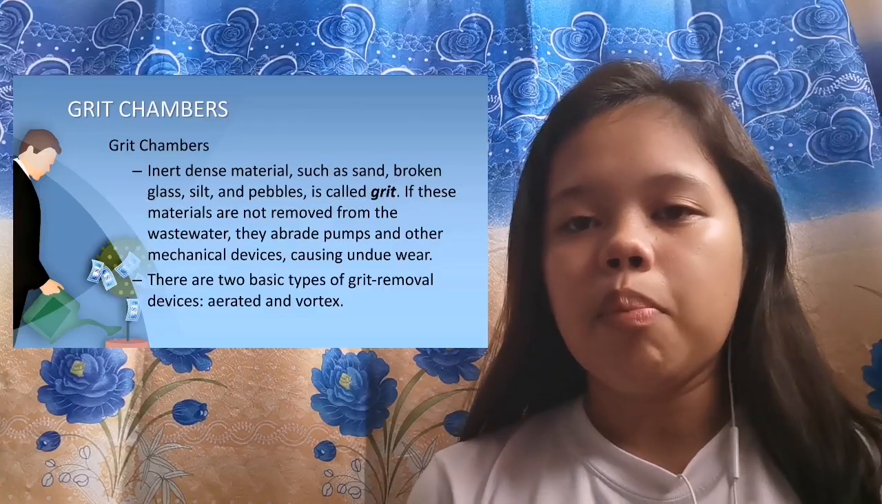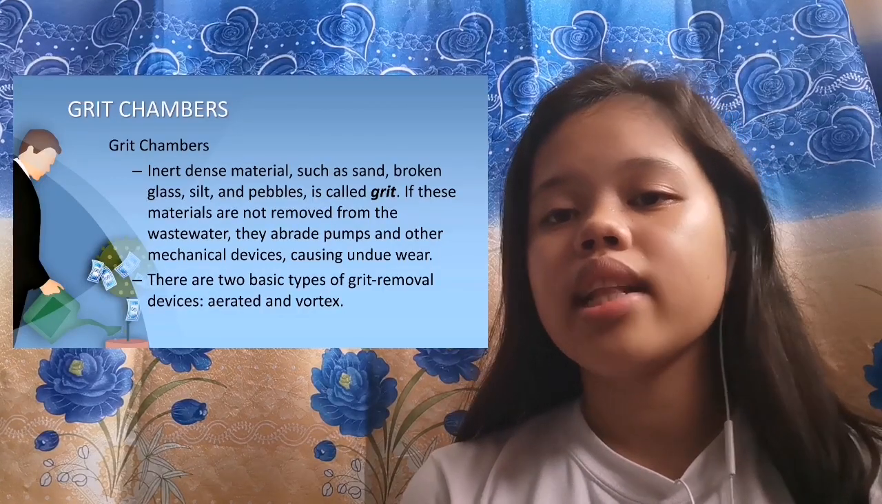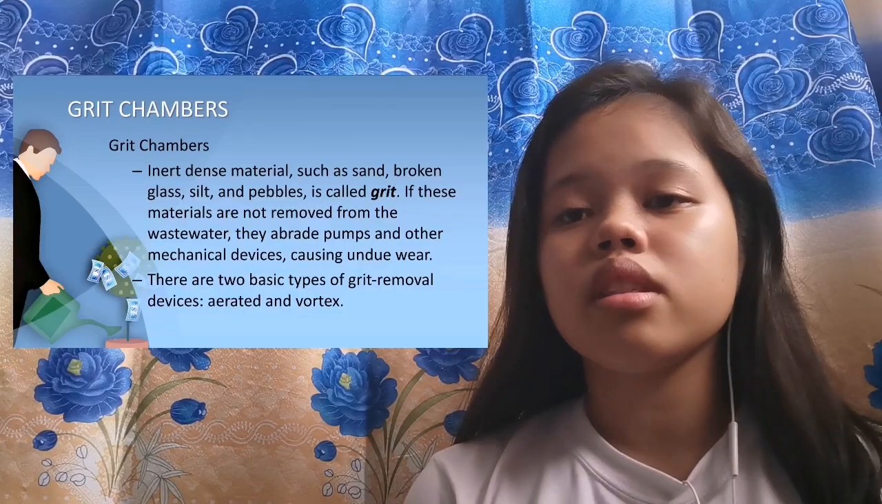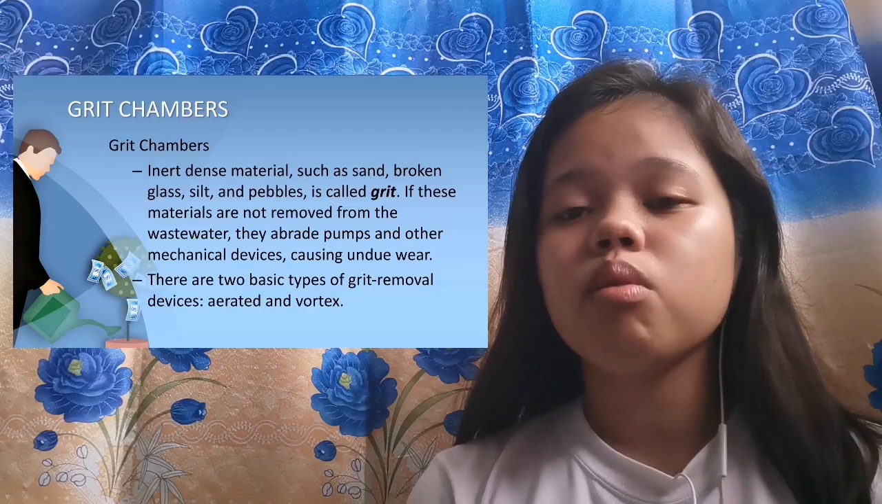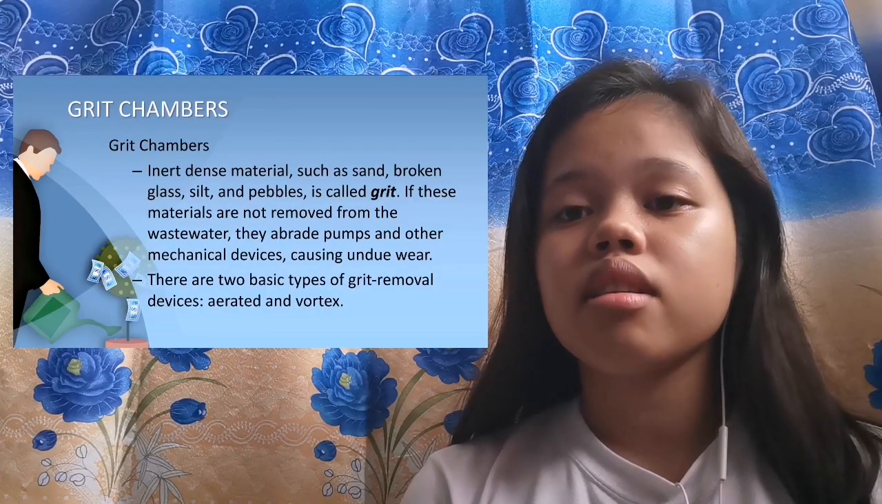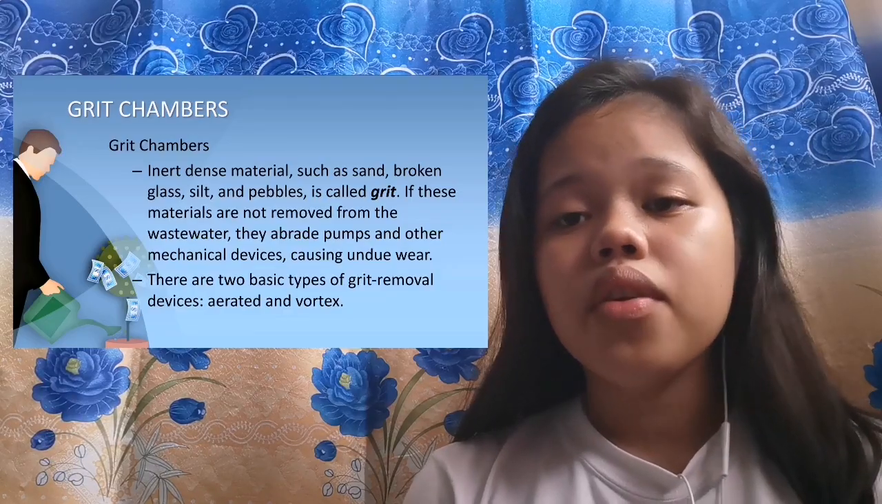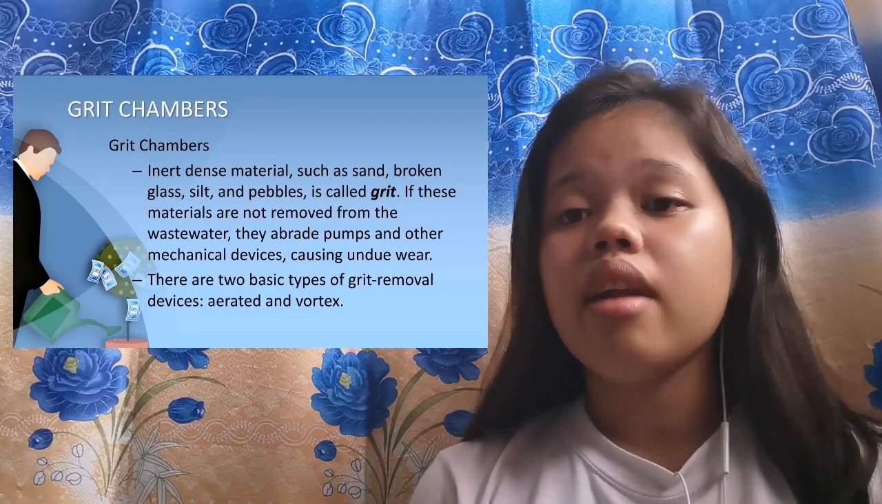Next is the grit chambers. Inert dense materials such as sand, broken glass, silt, and pebbles are called grit. If these materials are not removed from the wastewater, they abrade pumps and other mechanical devices, causing undue wear. There are two basic types of grit removal devices, the aerated and vortex.